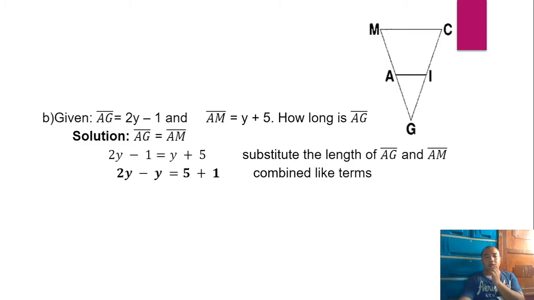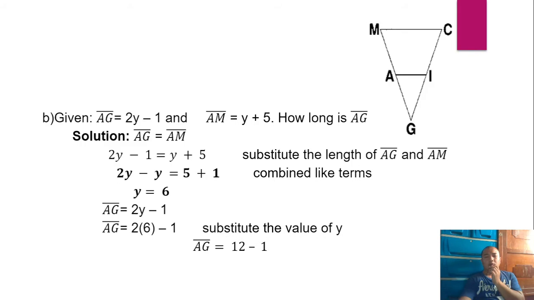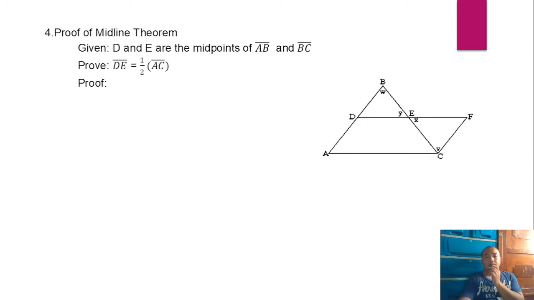y equals 6. So if y equals 6, how long is AG? AG is 2y minus 1. Let us substitute. 2 times 6 minus 1 is 12 minus 1, 11. So AG is equal to 11 units.